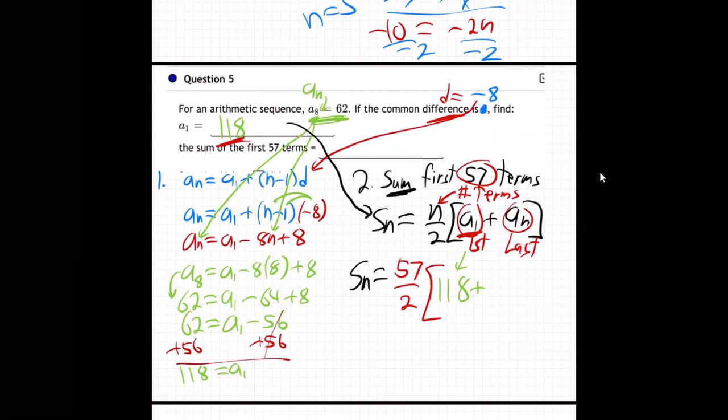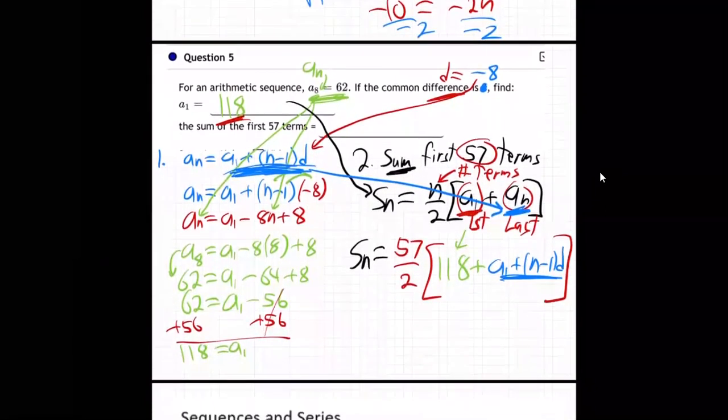Right, I don't, but I do know the a sub n formula. A sub n, right over here. Look at that. Plug it in. A1 plus n minus 1 d. You see how I just plugged in the a sub n formula right here? Because I don't know a sub n, so just plug that in. Okay, let's crank it out.